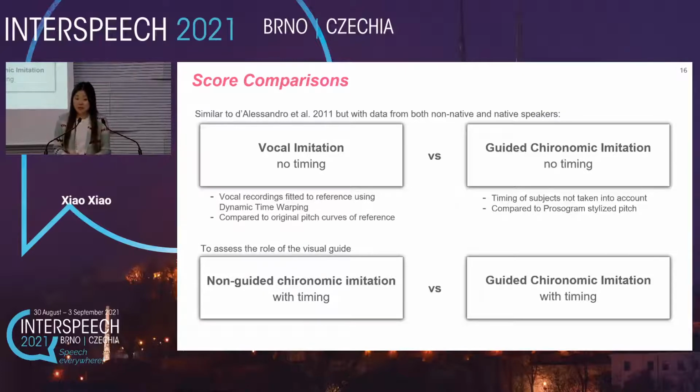We are primarily interested in comparing 2 types of things. Looking at previous work, we tried to retrace their footsteps by looking at vocal imitation and chironomic imitation with no timing. Here, we chose guided because in general, guided did better than non-guided. So we took the best attempt of chironomy and compared it with vocal imitation, first without timing. Then, to assess the role of the visual guide, we compared non-guided versus guided, this time with timing.